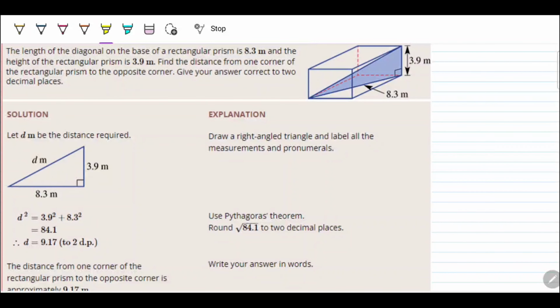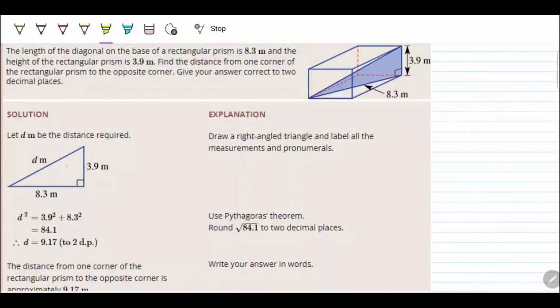So we're going from corner to corner, and what you guys will find is 8.3 will actually make up the base. 3.9 will actually make up the height, and this dimension here from corner to corner is actually going to make up the hypotenuse. Okay, so we're going to isolate this triangle on the bottom here. Let d meters be the distance required. So we've got 8.3 and 3.9 with the hypotenuse always being opposite the right angle being d meters.